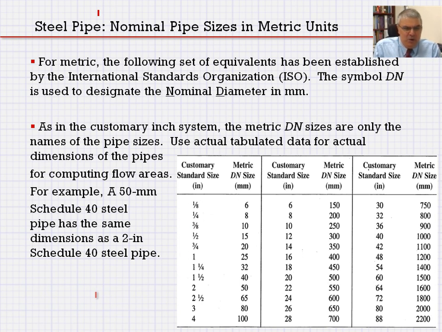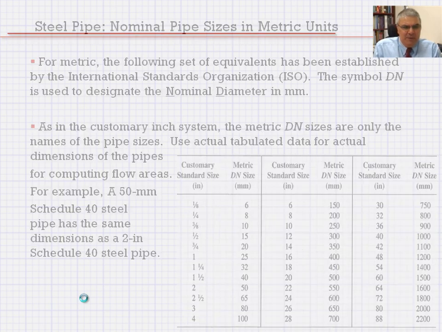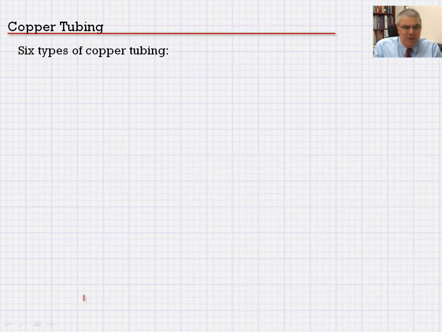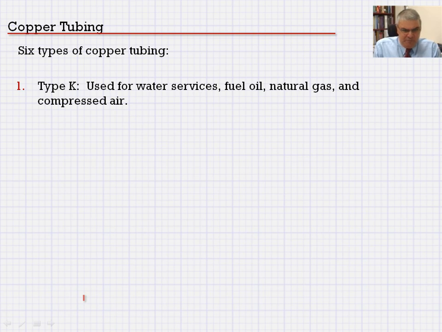If a 1 inch US standard size is given, then you need to right away convert that to, for example, 25 millimeter, not 25.4. Again, you need to use the tables and do more practice, and it becomes much easier for you to do. So, other types of tubing, a popular one is copper tubing.